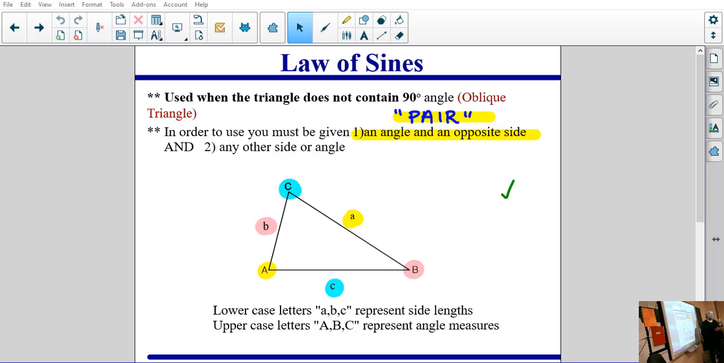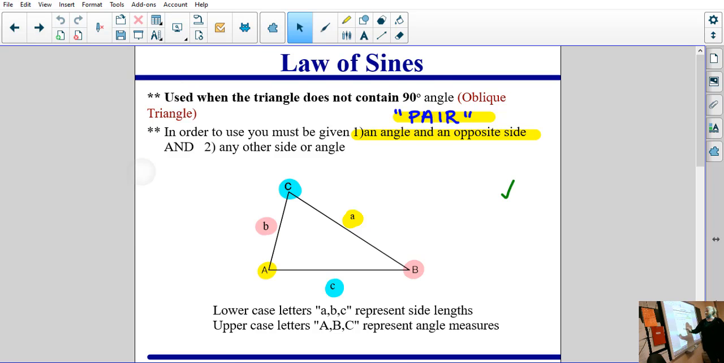Okay, so we're going to start with the law of sines. The law of sines is used when you do not have a 90-degree triangle. So that's called an oblique triangle. You can use this if it is a 90-degree triangle, but it's more effective to use SOHCAHTOA. So this formula does work in all situations, but we have to use it when the triangle does not contain a 90-degree angle. So there's two laws that we're going to learn all together.